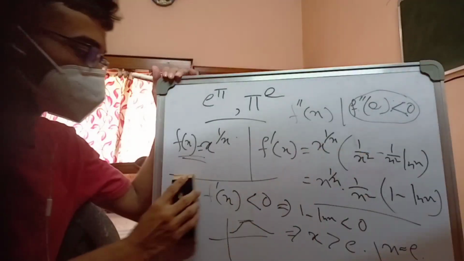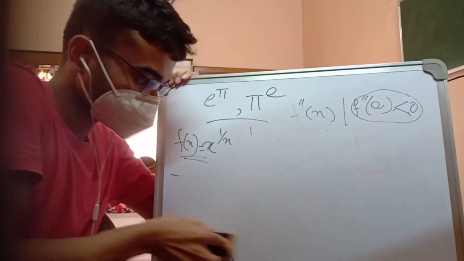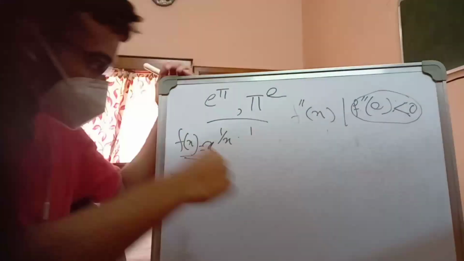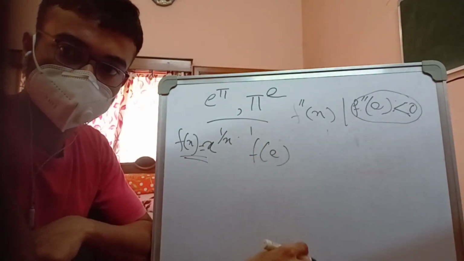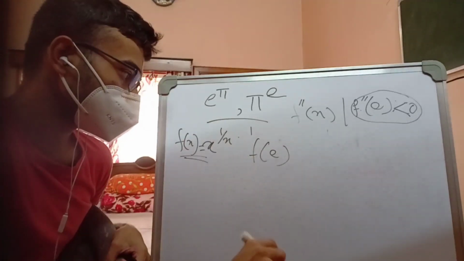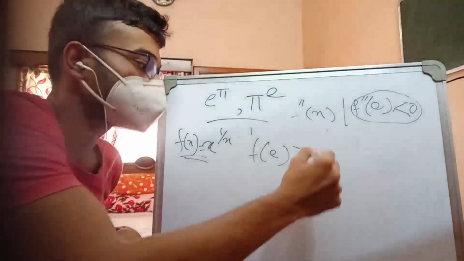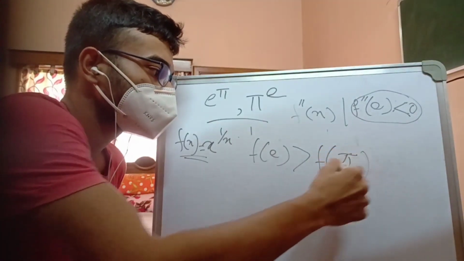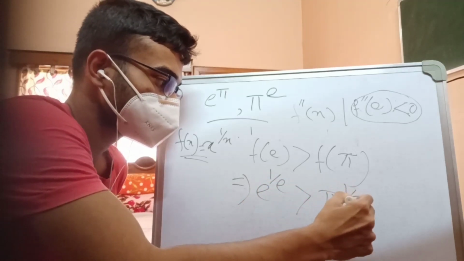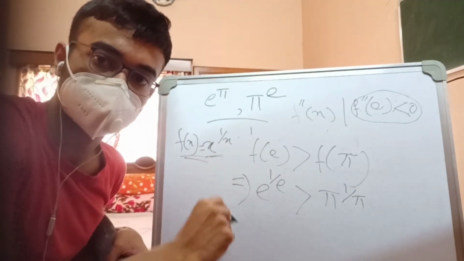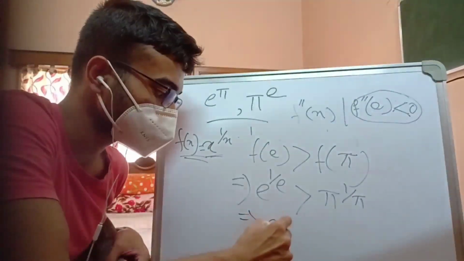But as you know, once you know that f of e is the maximum, then f of e would be greater than any other value the function assumes, like f of pi. And that is very easy then by this definition of the function, and you just rearrange.